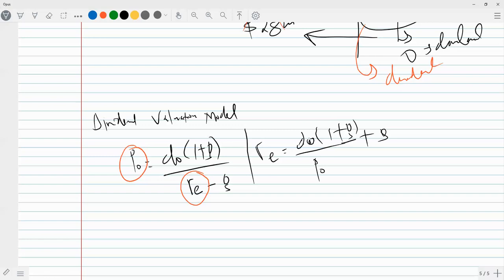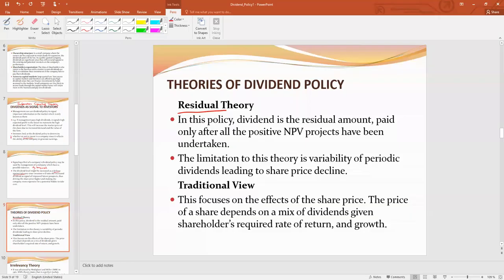So either way, it does not mean that a decrease in the dividend is something bad; it can also be something good. For example, we are going to decrease the dividend because we want to invest in project A, project B, or project C. So try to observe the impact of the decrease or the increase on P naught, the market share price, as well as on the cost of equity. That's the traditional theory, simple as that. Is that straightforward? We are trying to observe the impact of the dividend on the share price as well as on the required rate of return.